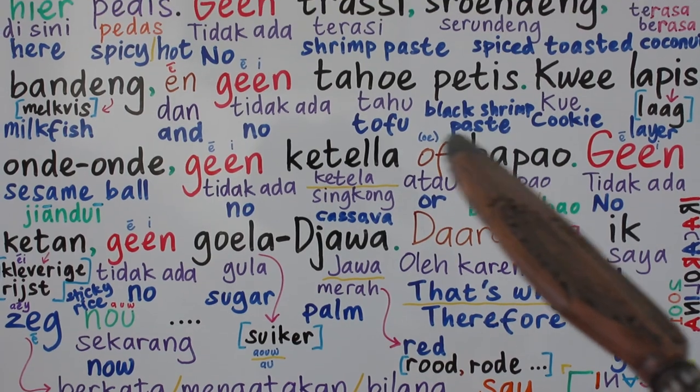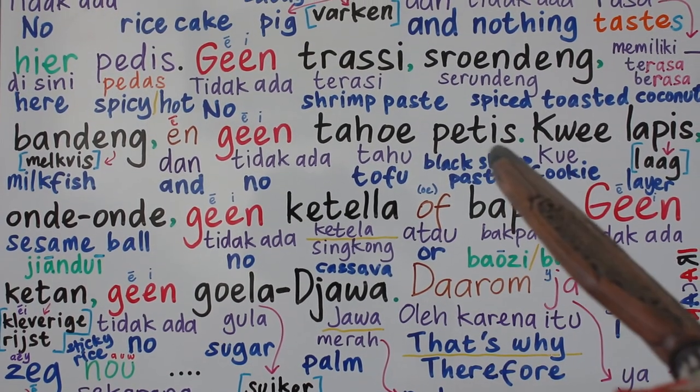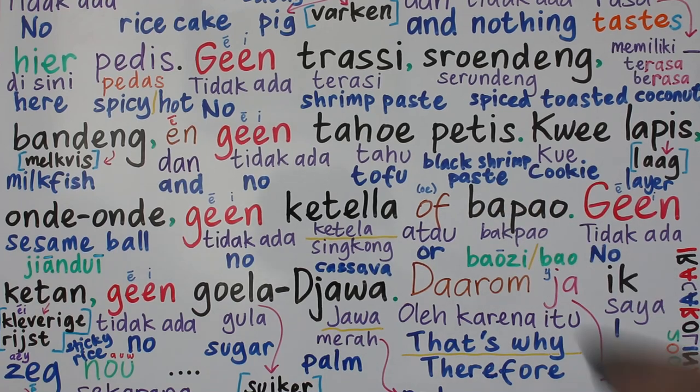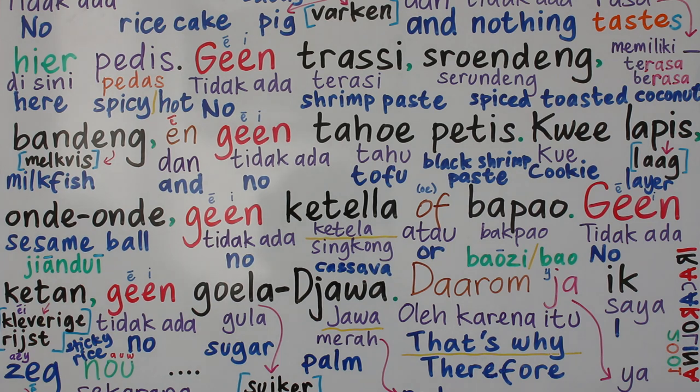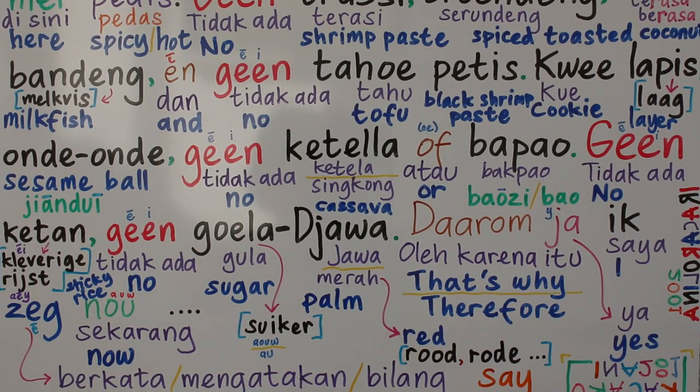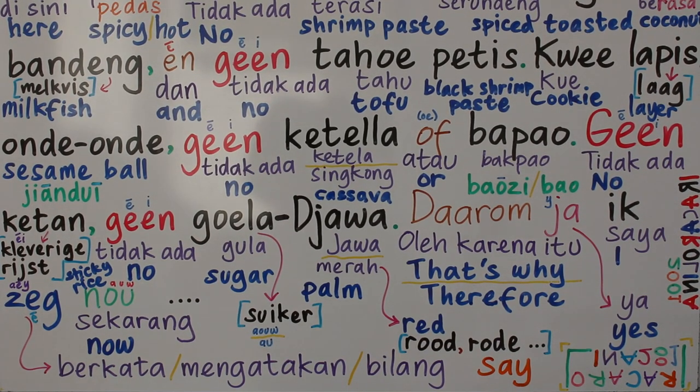Okay? And this one, petis. I write it here, shrimp paste. But it is different with this one. This one is a bit pink and purple, and the taste is also different. And this one is the black one. That's why I write it here, black shrimp paste. Okay? And this, the Indonesian word, the correct way to write it is like this, and we pronounce it as kue.